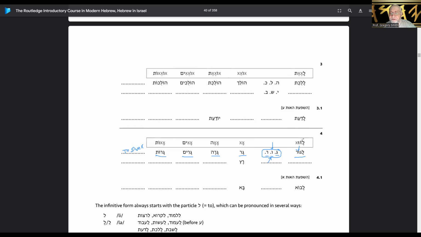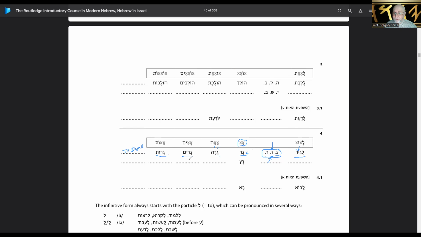Okay, so just take note. Look at all of these patterns here. You see how the pattern is set up with komets? Look at it there in the masculine singular. Look at this pattern, komets, komets. And there it is with using the gimel vav resh root.